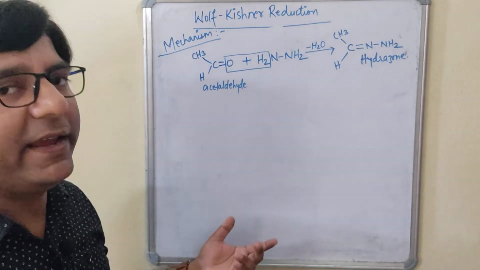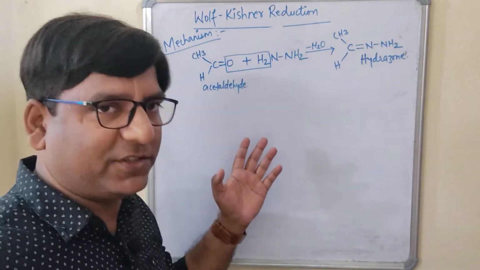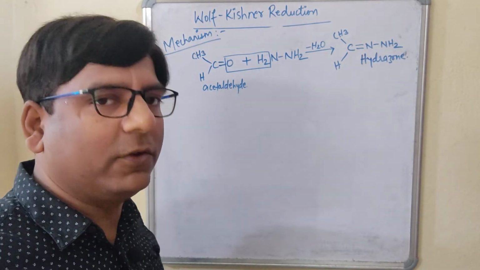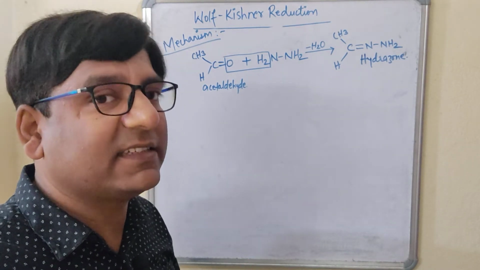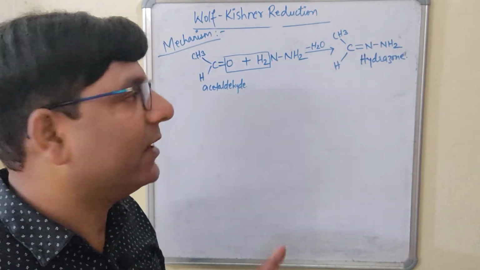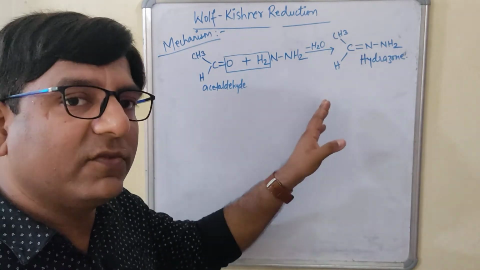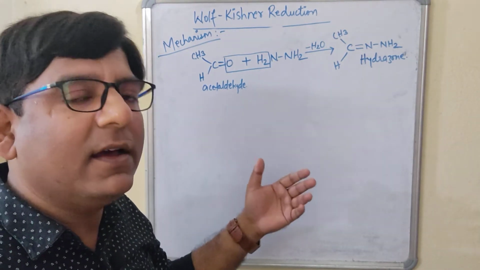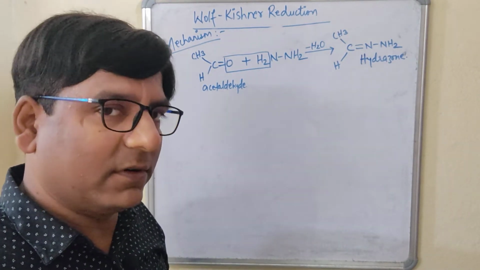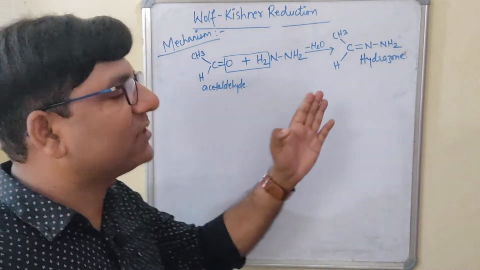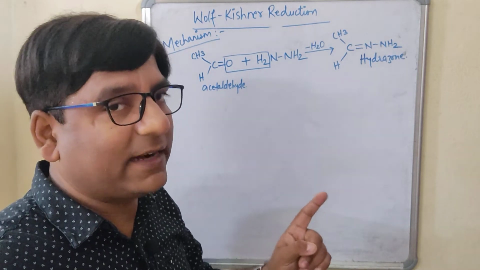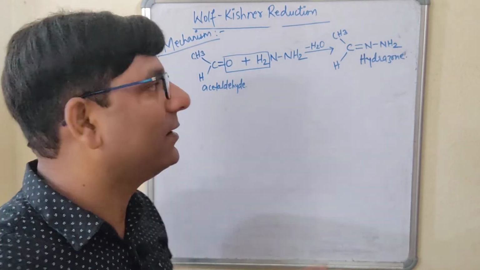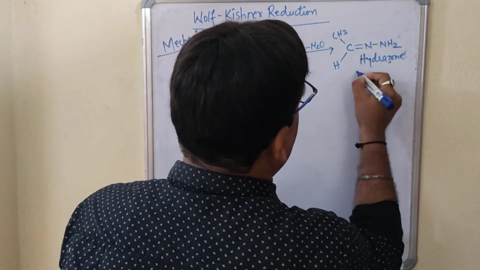Already you know you have a base. The role of that KOH or NaOH, whatever base you are using, is to abstract the acidic proton, or the acidic hydrogen. The role of that base is to knock out the acidic hydrogen. Clear? Whenever we use the base KOH, it means we will remove one hydrogen, and that too an acidic hydrogen. Clear? Now, what will happen?